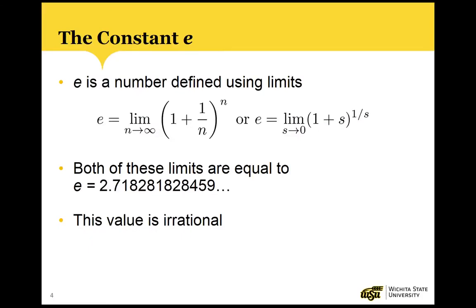Let's look at the number e. It is defined using limits. It can be expressed either as the limit as n approaches infinity of 1 plus 1 over n to the n power, or as e equals the limit as s approaches 0 of the quantity 1 plus s to the 1 over s power. Both of these limits are equal to the same value, 2.71828182849, which goes on forever and never starts repeating, which means that this value is irrational.